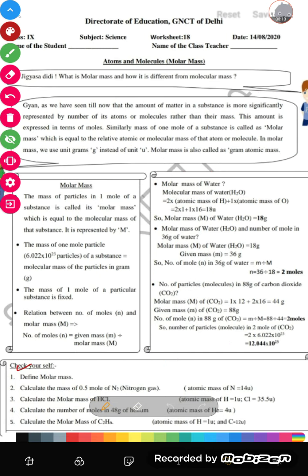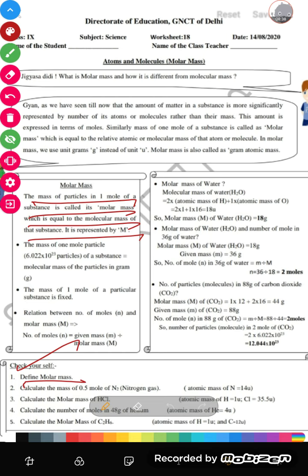Let's do the practice exercise. First, define molar mass. The molar mass of a substance is the mass of 1 mole of substance, which is equal to 6.022 into 10 raised to power 23 atoms of that element or substance. You can try it from here also. Okay.